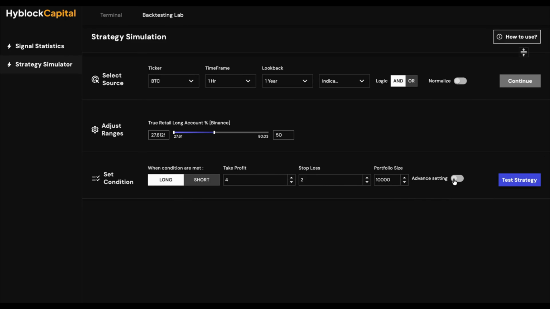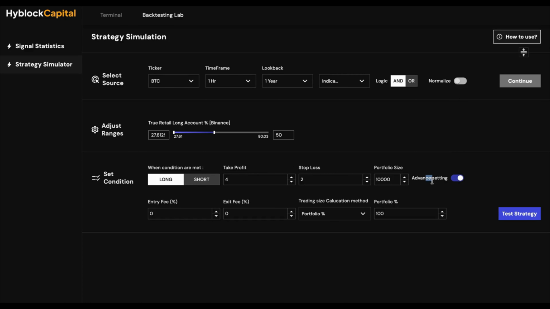Now comes the key part: advanced settings. Add entry and exit fees, approximately 0.045% each, to reflect real trading conditions. With fees included, results show more realistic P&L and drawdown.